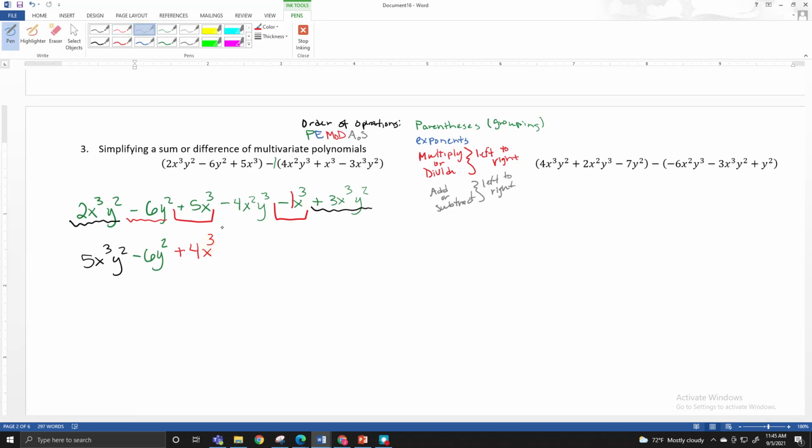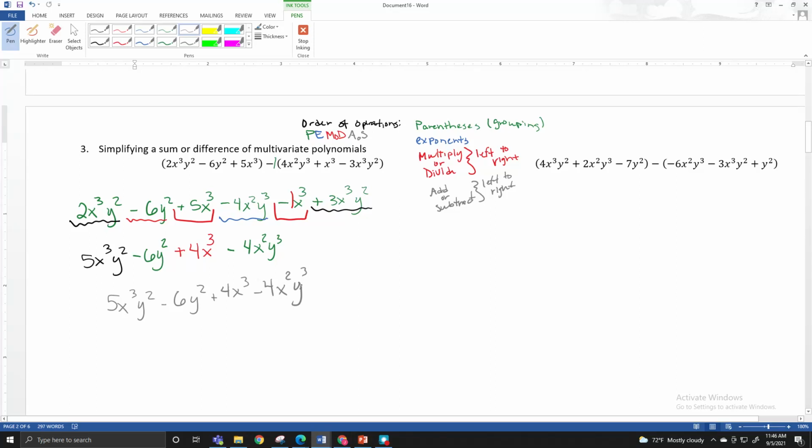And then I'm going to look at my last, I only have one term left, which is the x squared y cubed, which is not the same thing as x cubed y squared. So I have that, minus 4x squared y cubed. And then if I just want to write my answer all in one color, it will be 5x cubed y squared minus 6y squared plus 4x cubed minus 4x squared y cubed. That's awesome. And that is my final answer.